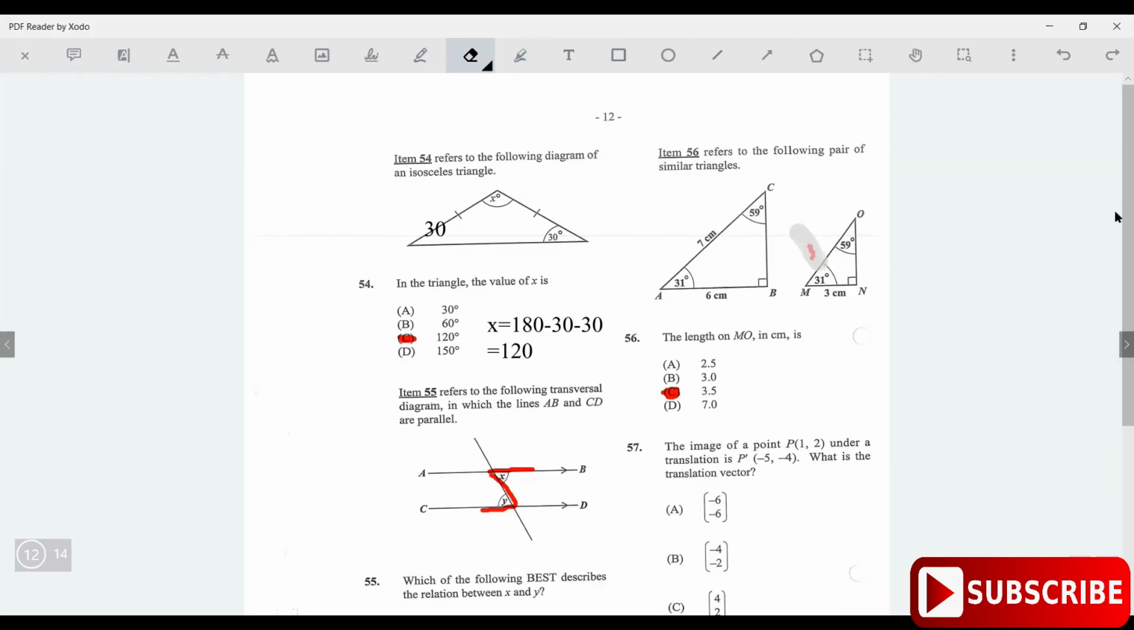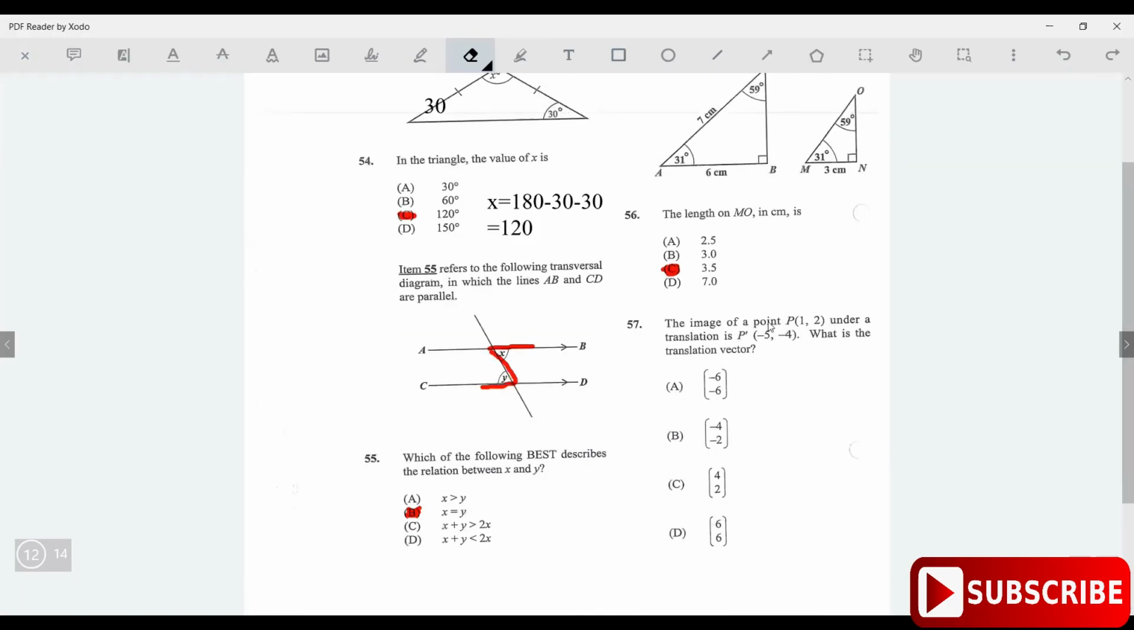Okay. This one now, it says, the image of the point P is 1, 2, and it undergoes a translation. So you get P prime. What is the translation vector? So that means that the image of P, which is 1, 2, is then added to something. I don't know what that is. Let's call it AB, such that when you add it, you get the translation point P prime, which is -5, -4.